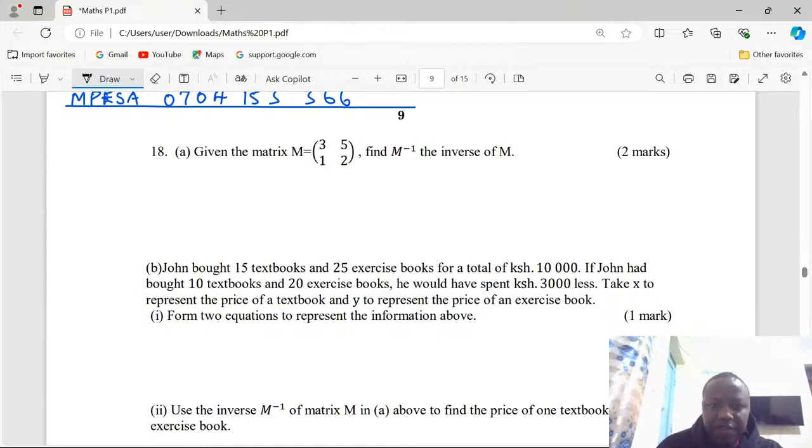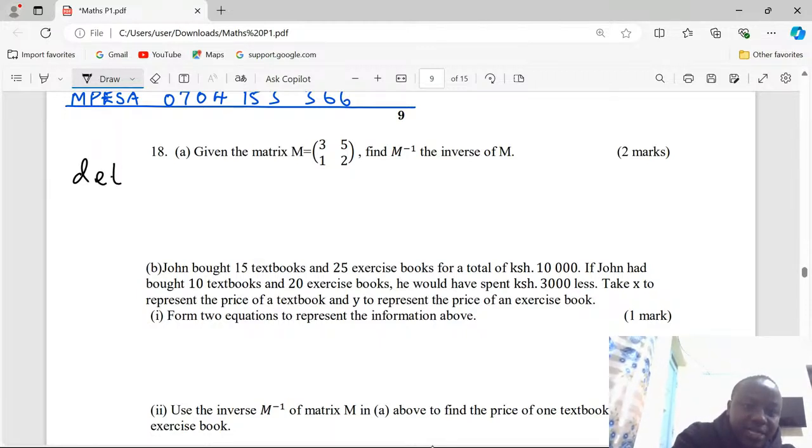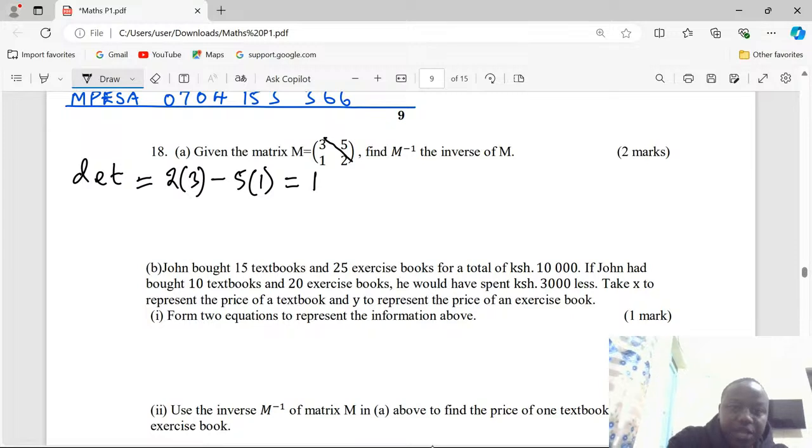Number 18. Given the matrix M equals 2, 3, 5, 1, 2, find M inverse, the inverse of matrix M. For us to get the inverse, we are supposed to first of all obtain the determinant. The determinant is obtained by the product of the elements in the leading diagonal. The leading diagonal has 2 and 3, so 2 by 3. Then we subtract the product of the elements in the other diagonal. The other diagonal has 5 by 1. This means you'll be subtracting 6 and 5 to give us 1.